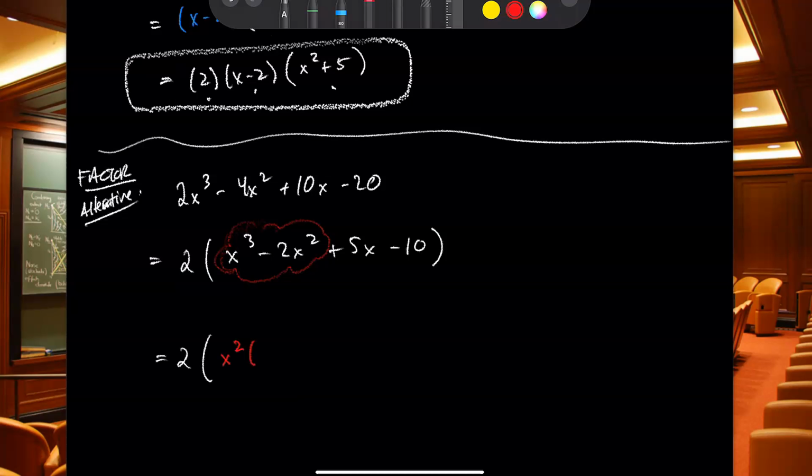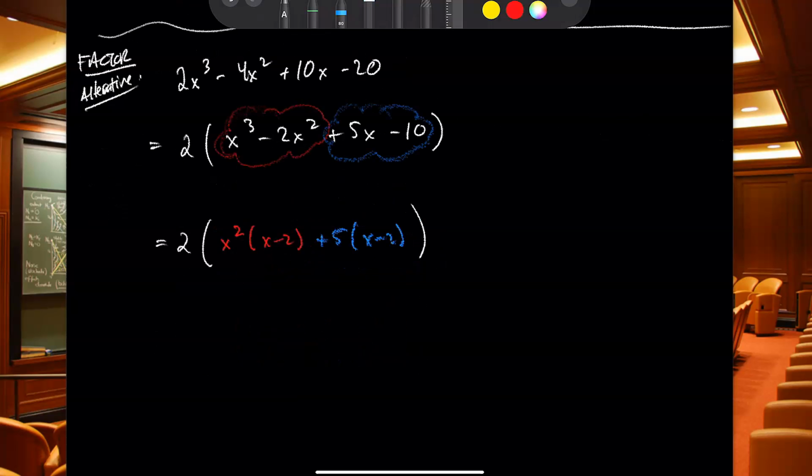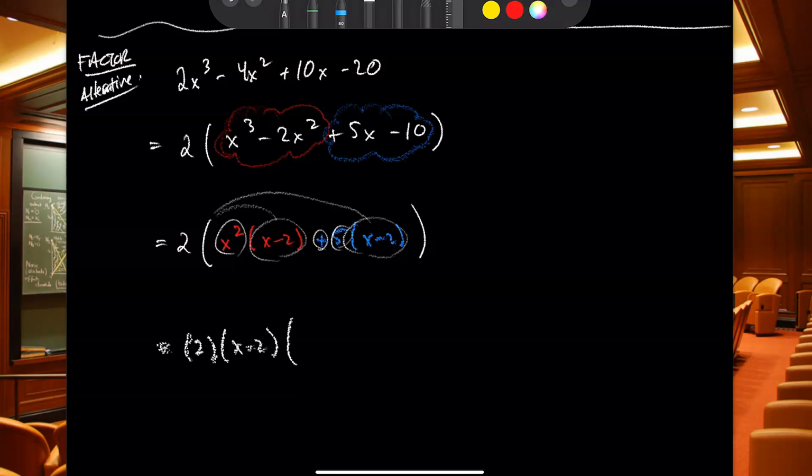So this became x squared times x minus 2. And then this guy, 5x plus 10, became plus 5 times x minus 2. And so we're working within this walled off factorization. And again, we can pull out this x minus 2 that must have been distributed, and so we end up with 2 times x minus 2 times what was left over, x squared plus 5 on the inside. So we'll get to the same place.